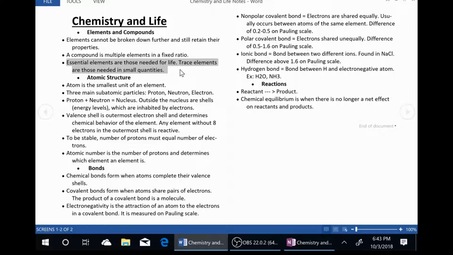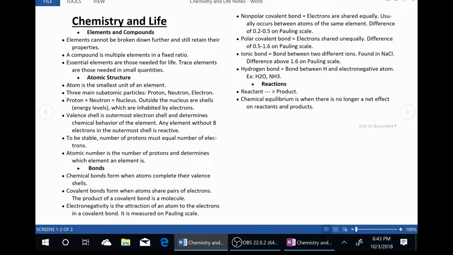For example, iron is needed for your red blood cells to function properly, and iodine is needed to prevent a disease called goiter in which your thyroid gland inflates. So trace elements are still needed, just in small quantities. Even if those small quantities are not provided, that can still result in the same consequences, if not worse consequences, as not having an essential element.